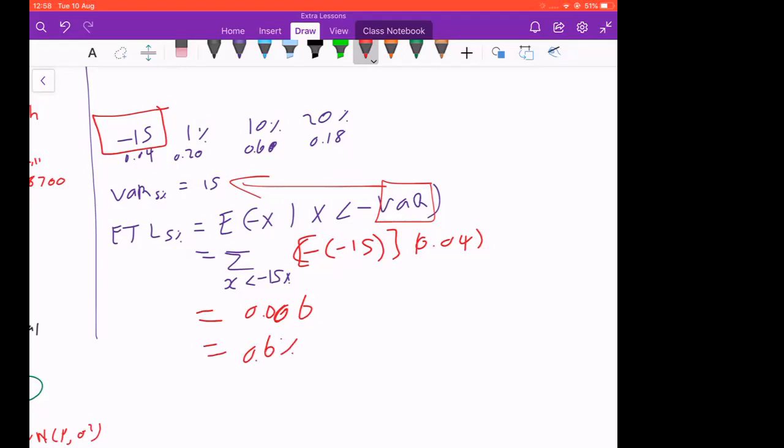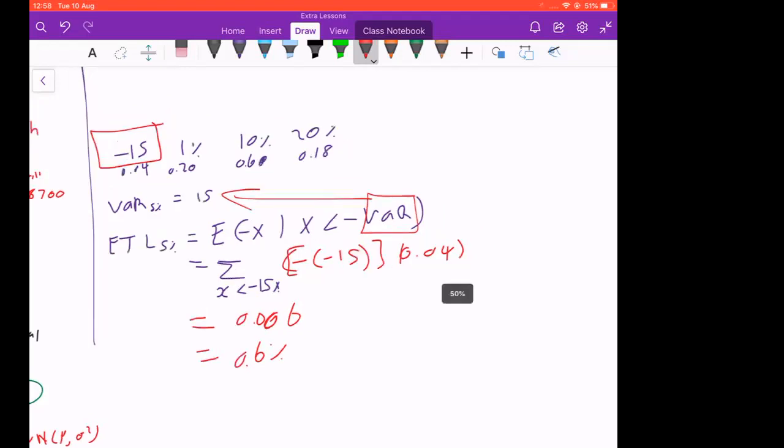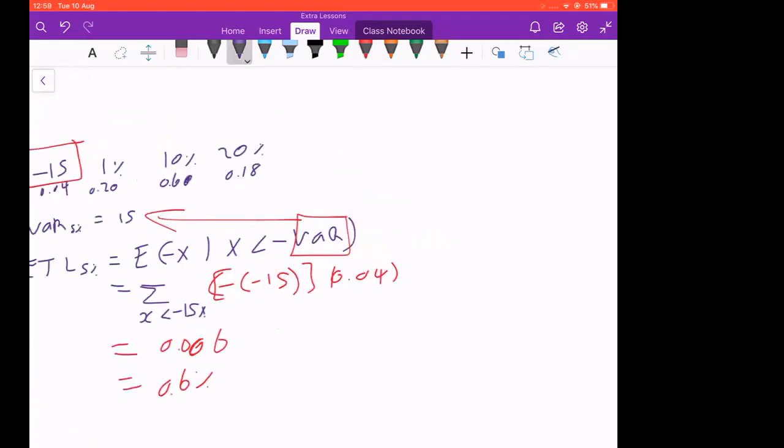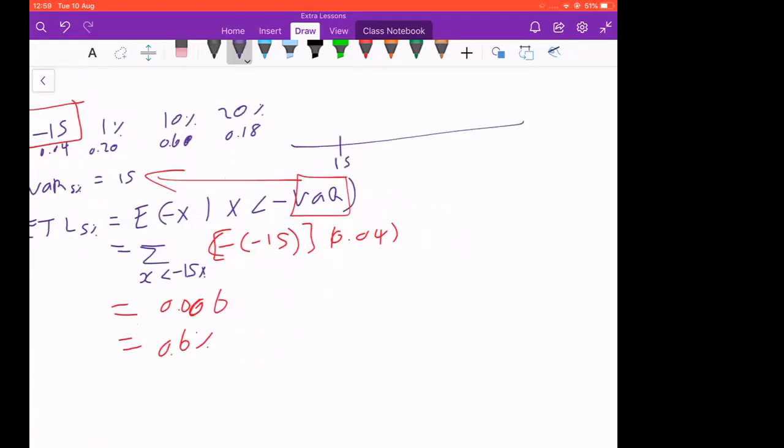So what does it look like under a distribution? Can you mean the expected tail loss? Okay, I will assume you mean the expected tail loss. So let's say maybe you have a distribution. You have negative 15%, you have 1%, 10%, you have 20%, right?